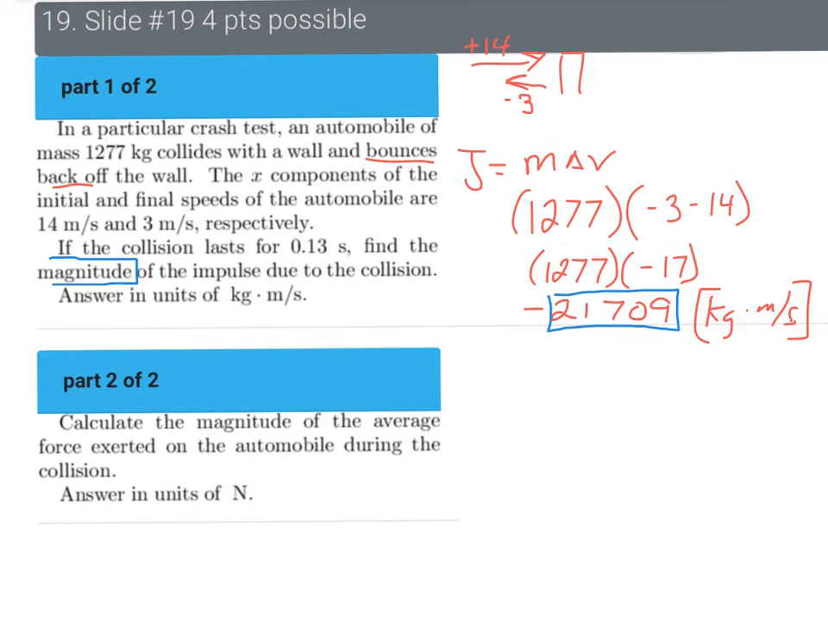On to our next question. Here we're trying to figure out what is the average force. So since we already have impulse, we already know what J is, we can use that. And J is also equal to force times time. So to solve for force, that would be equal to J divided by T. Our J is our previous answer.